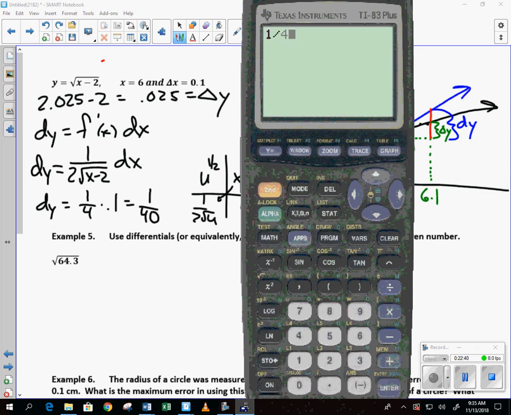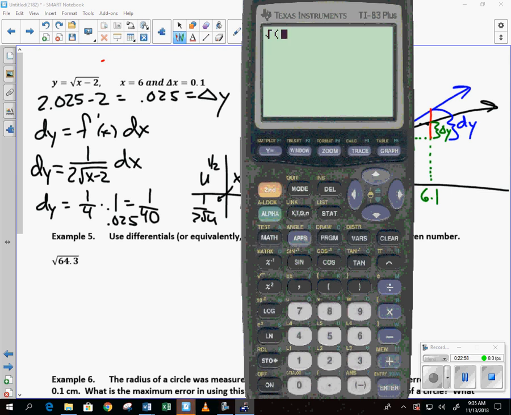One divided by 40, and I get 0.025. So would you say that that's a close approximation? Yeah, I'm guessing Katie rounded up to get 0.025 for this one. Yeah.